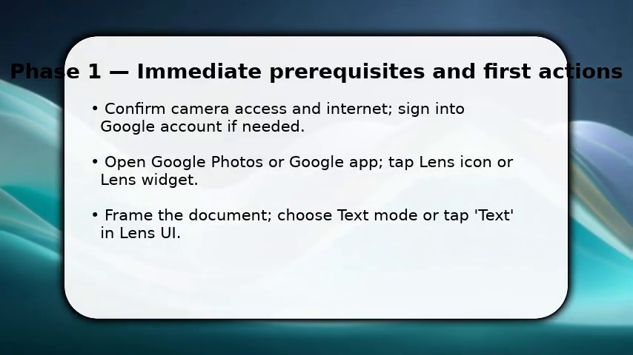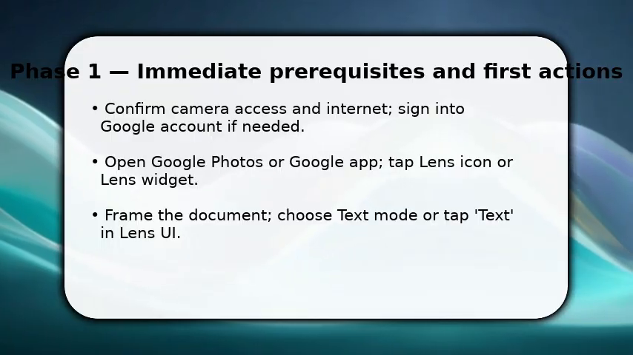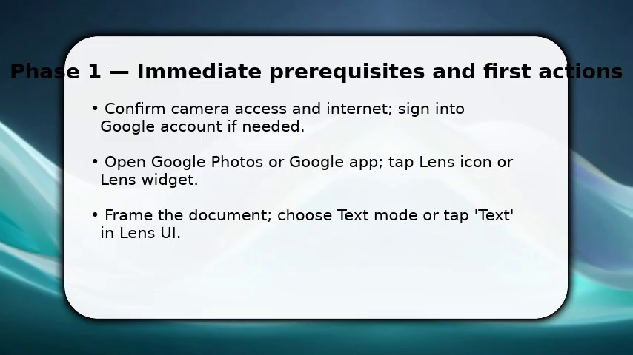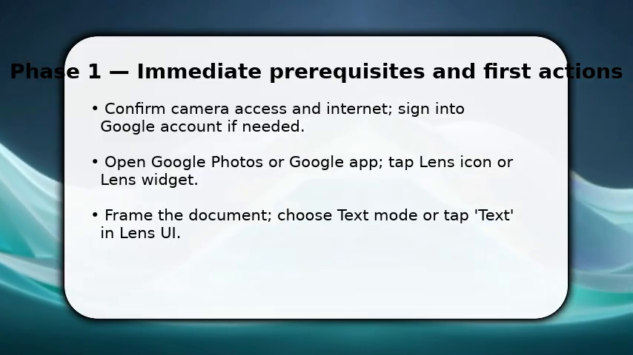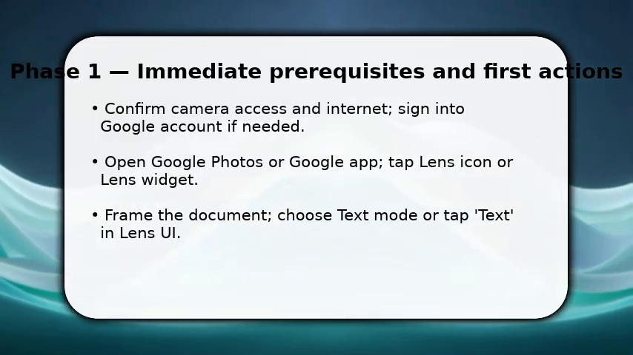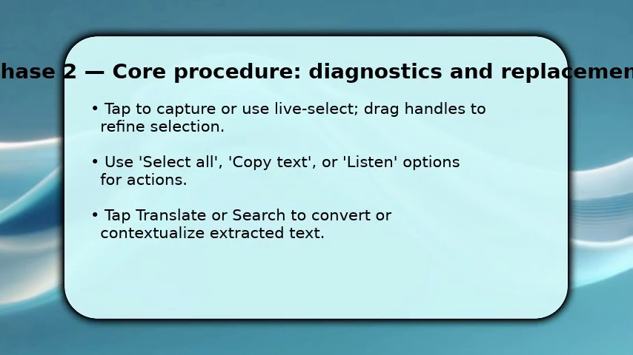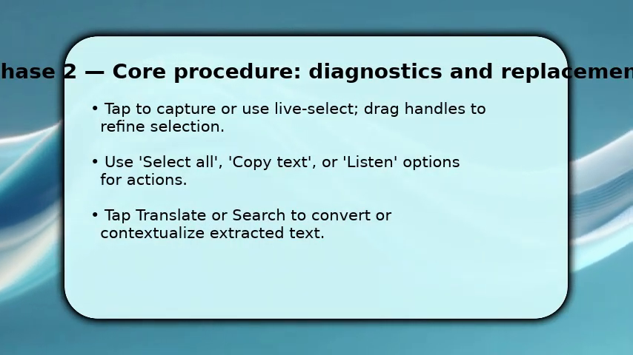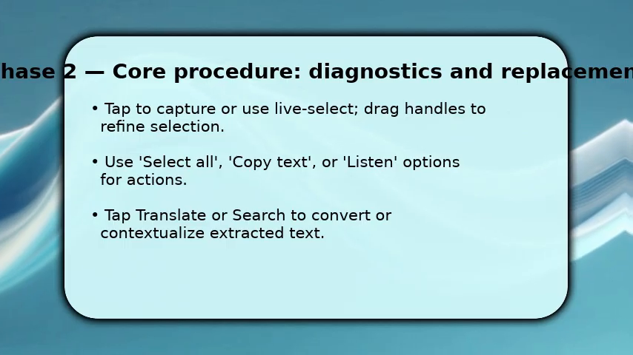Hold steady and frame the page so margins and lines are visible. Make sure lighting is even to improve recognition. You're starting the OCR process intentionally, which speeds accuracy and reduces manual corrections. Once you have a clear view, tap to capture or use Live Select to highlight text in real time. This gives you control over exact lines.